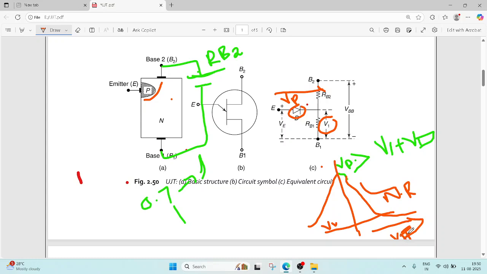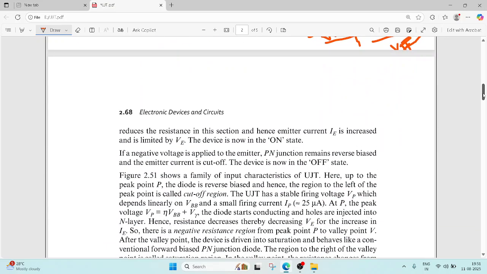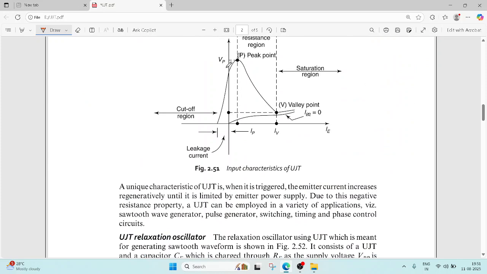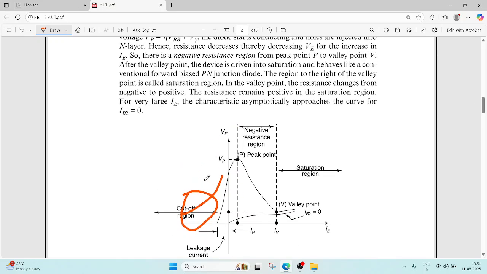Once the voltage reaches this valley point, after that the UJT acts as a normal diode, then it goes to saturation. It acts as a normal PN diode, right? Now see here. Before Vp there is theoretically no current, but practically a small amount of current is there. That is called leakage current.